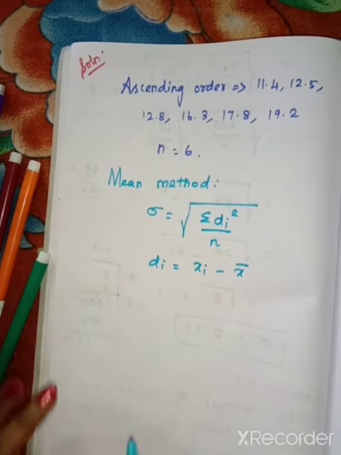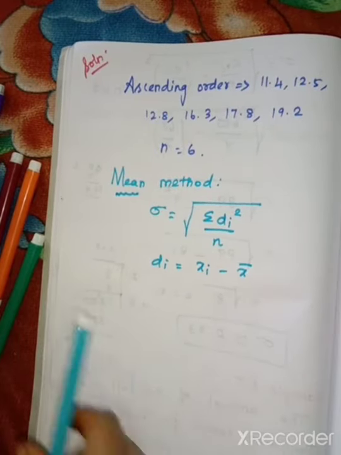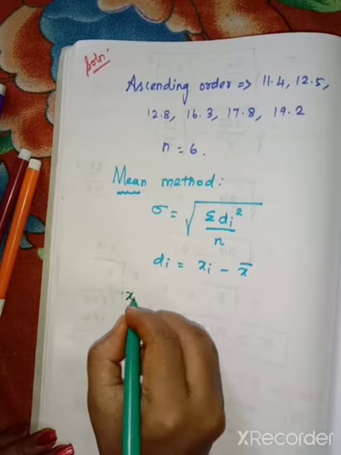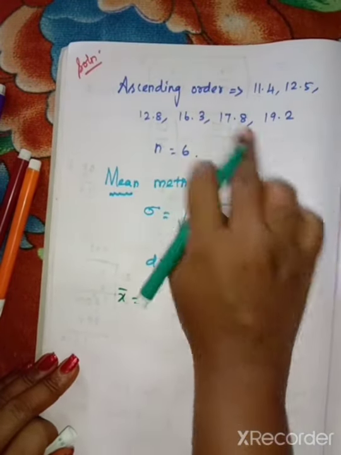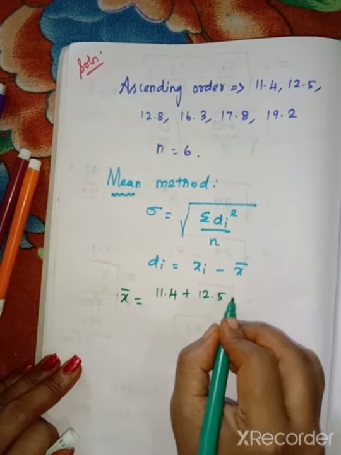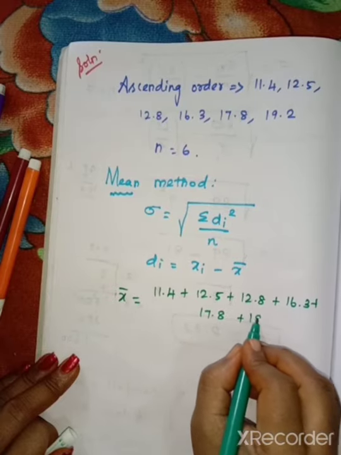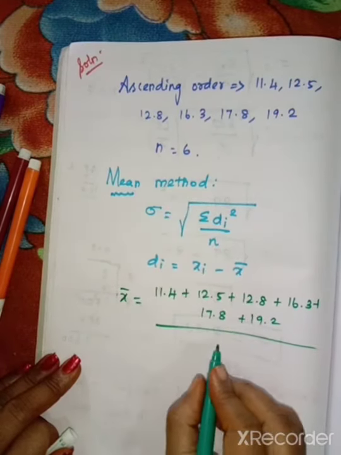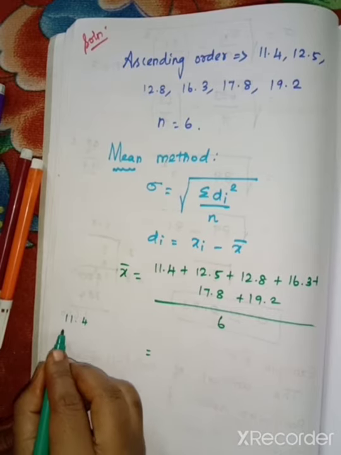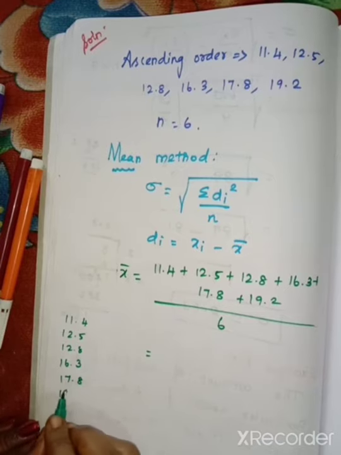xi minus x bar. So here we want to find x bar, which is the sum of observations divided by the number of observations. The sum of the 6 observations is 11.4 plus 12.5 plus 12.8 plus 16.3 plus 17.8 plus 19.2, divided by the number of observations, 6. So here we want to add.